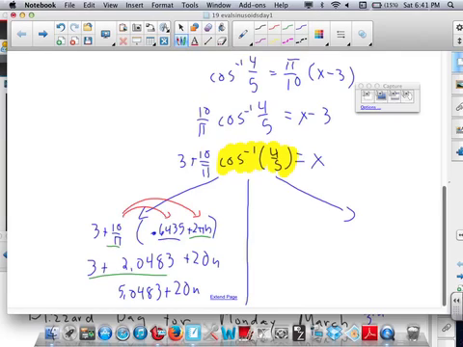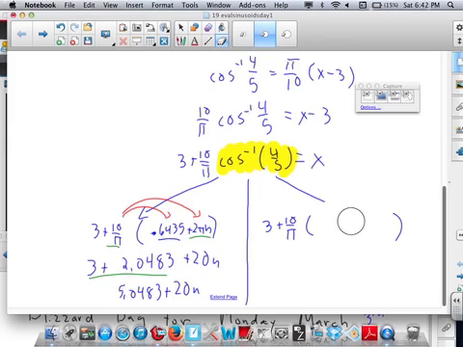The second formula will be 3 plus 10 over pi. Now, this time, what I'll do to get my formula on the inside here, this number that I'm going to write is 2 pi minus the calculator answer plus 2 pi n.